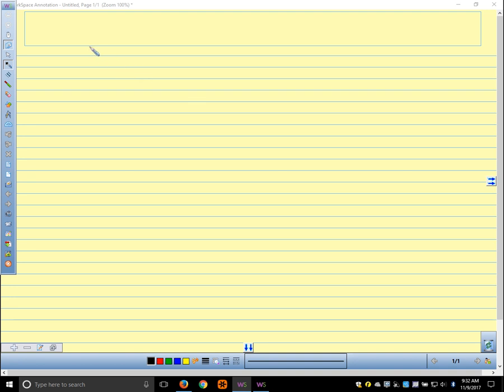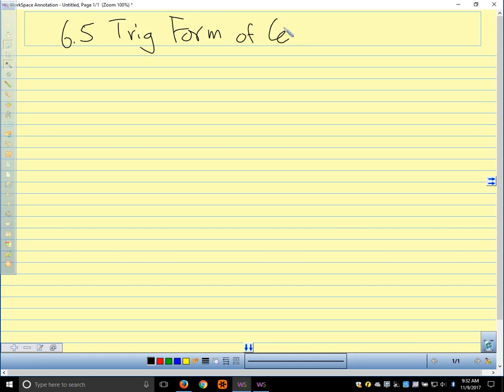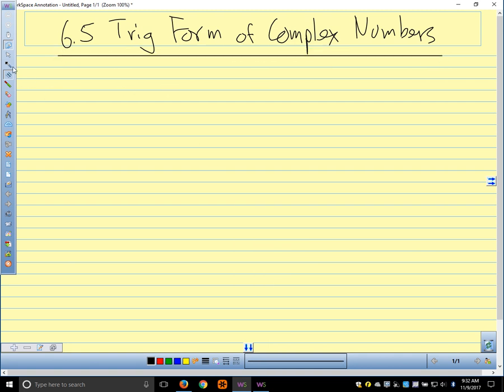So let's see, this is section 6.5. And part of the reason that we're doing this now is because this is related to what we've done with right triangle trigonometry. It's related to what we've done with vectors, and vectors are related to what we did with right triangle trigonometry.